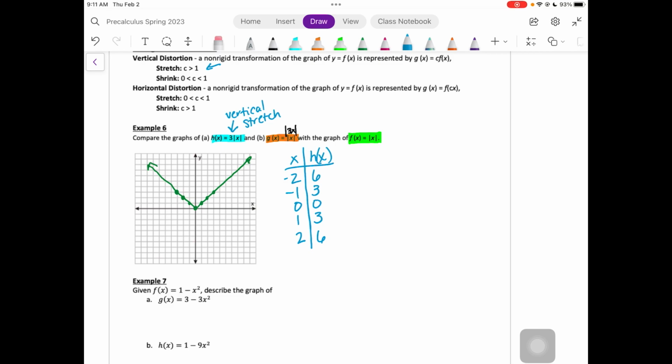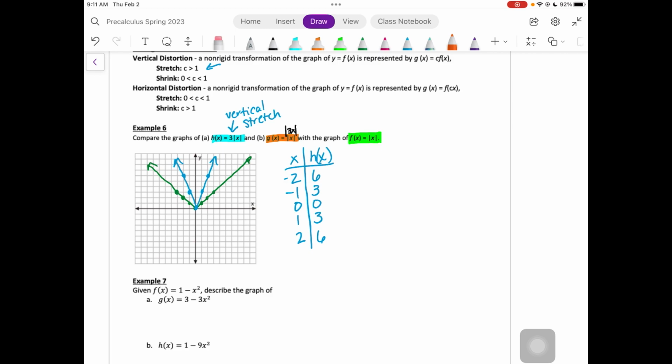So then we're going to plug those points in. We have 1, 3, negative 1, 3, 2, 6. And so you can see, now this is not a parabola, so it does come to a point at the bottom. It's not a curve. So you can see that it has been vertically stretched.